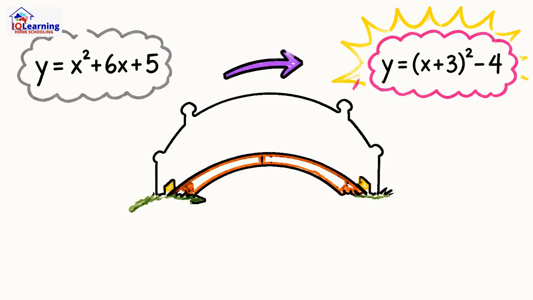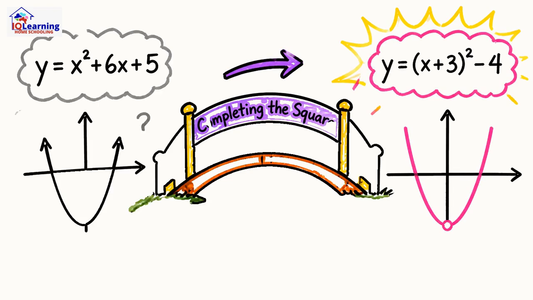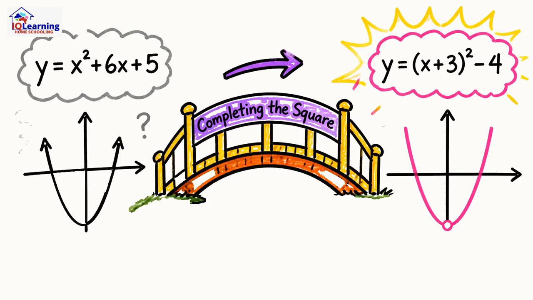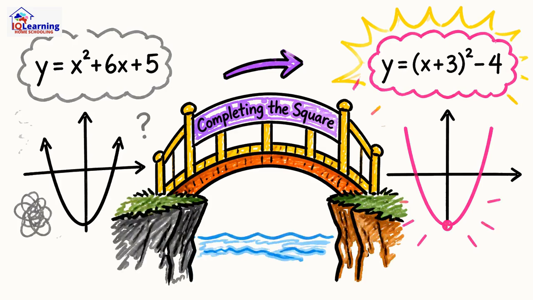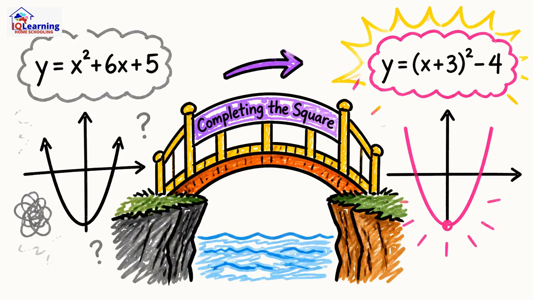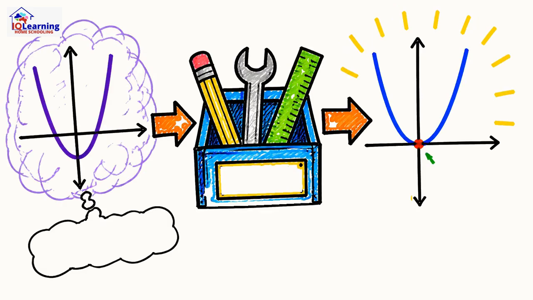But what if you have an equation like y equals x squared plus 6x plus 5? You use an algebraic tool called completing the square to transform it into that powerful vertex form. It's the bridge between a messy equation and its clear geometric meaning. With these tools, any parabola becomes predictable.